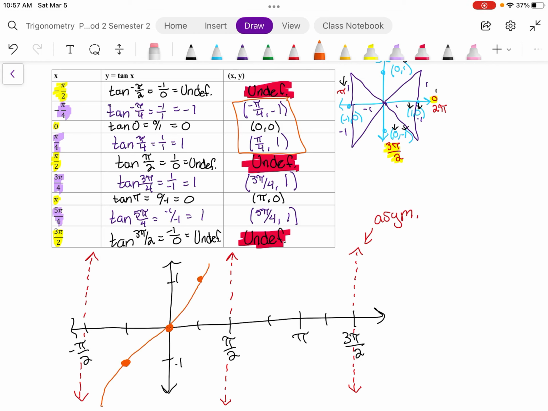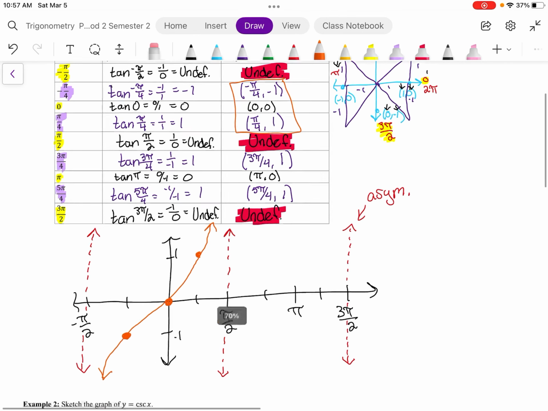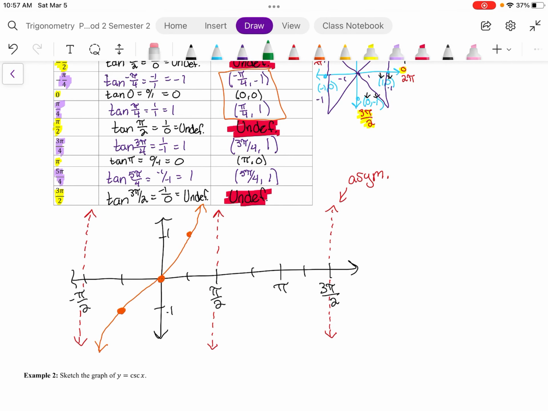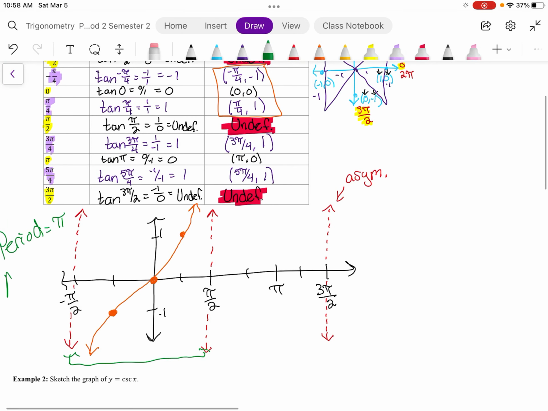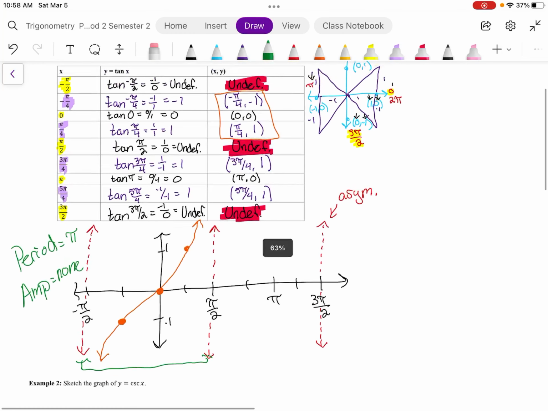And when you draw in your graph, make sure the lines do not cross the asymptotes. So this would be one complete period of our graph. A period for a tangent is between two asymptotes. So our period for this one is equal to pi. And a tangent doesn't have an amplitude because it continues to go up and down.